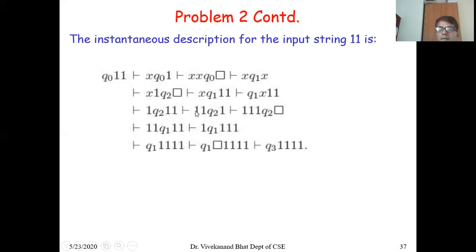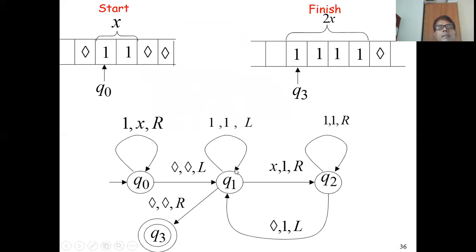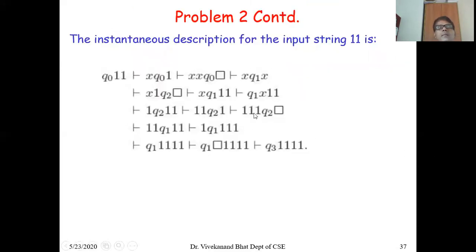It reads 1 and replaces 1 by 1 and moves right. So keep on doing that. Once it reads blank, replace blank by 1 and move left. Keep on moving to the leftmost symbol. Finally it reads blank, replaces blank by blank and moves right. So the final state Q3 finally points to the leftmost symbol of the output.